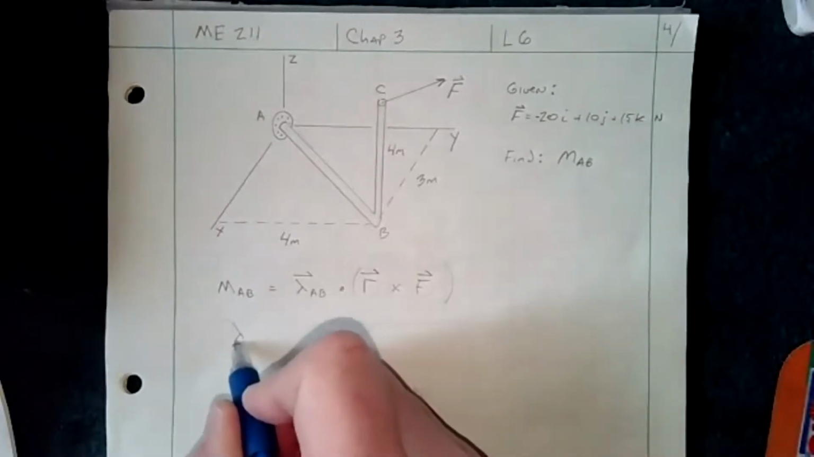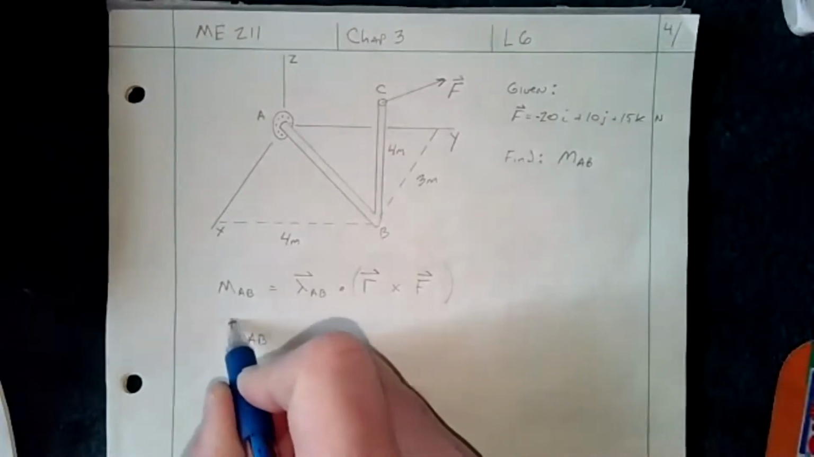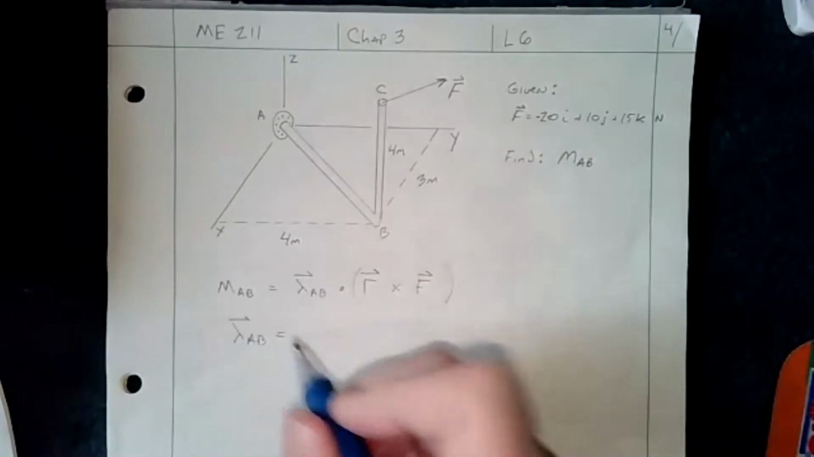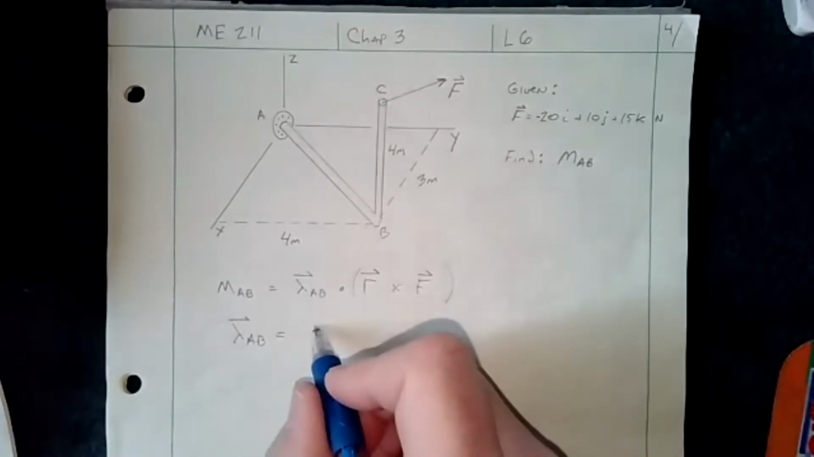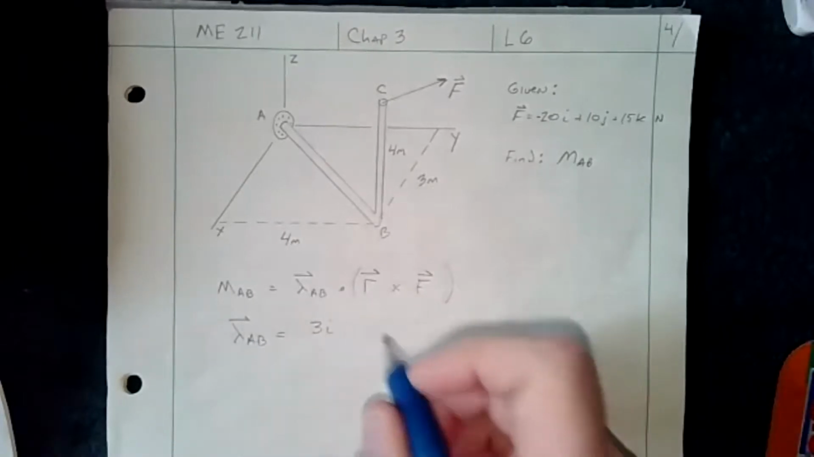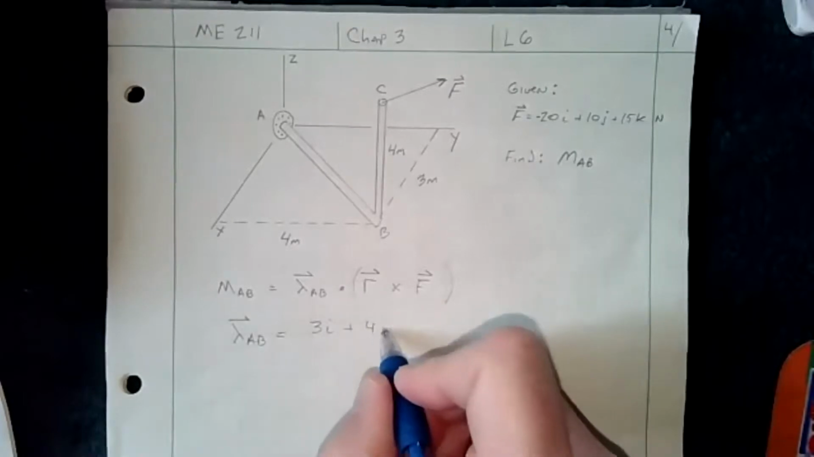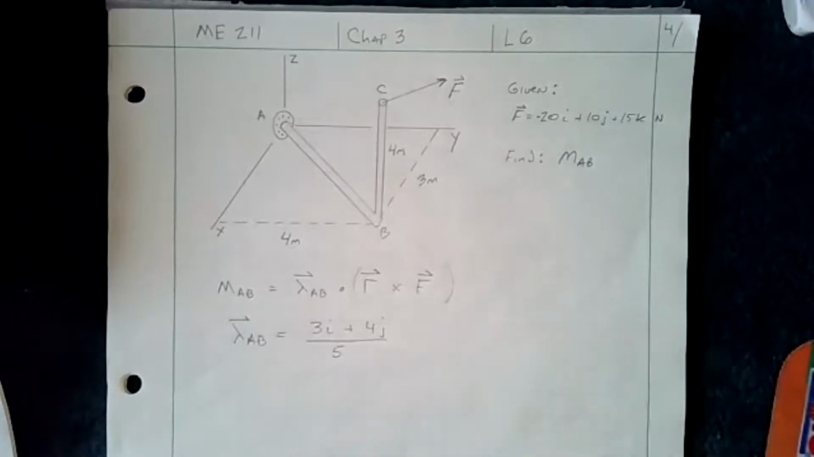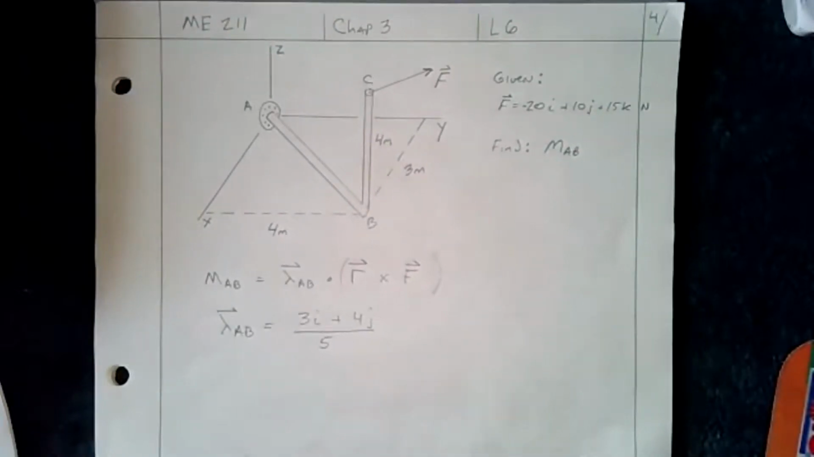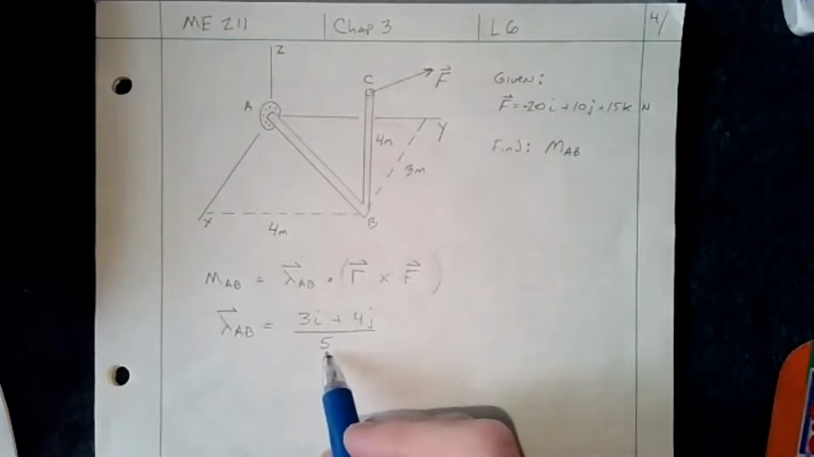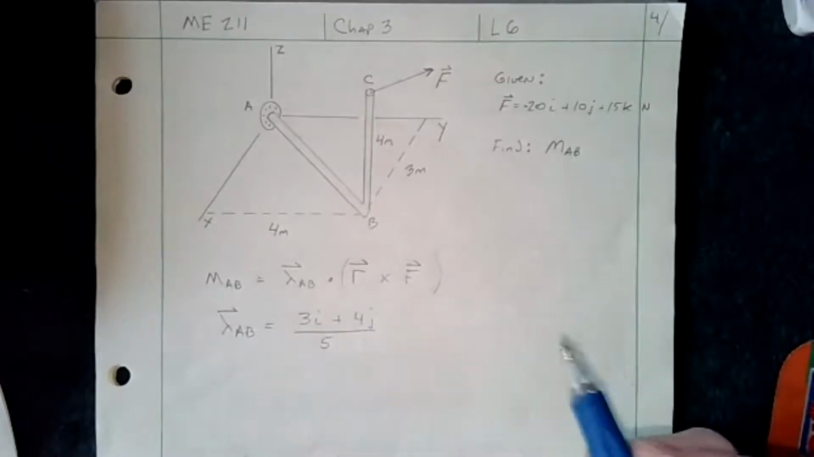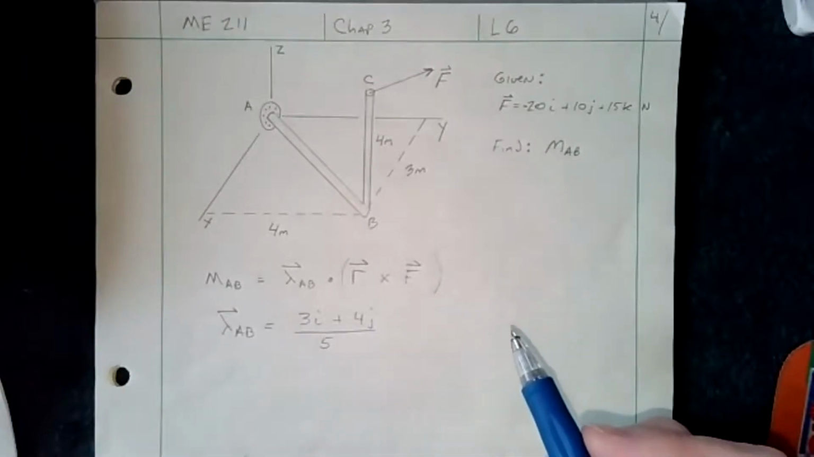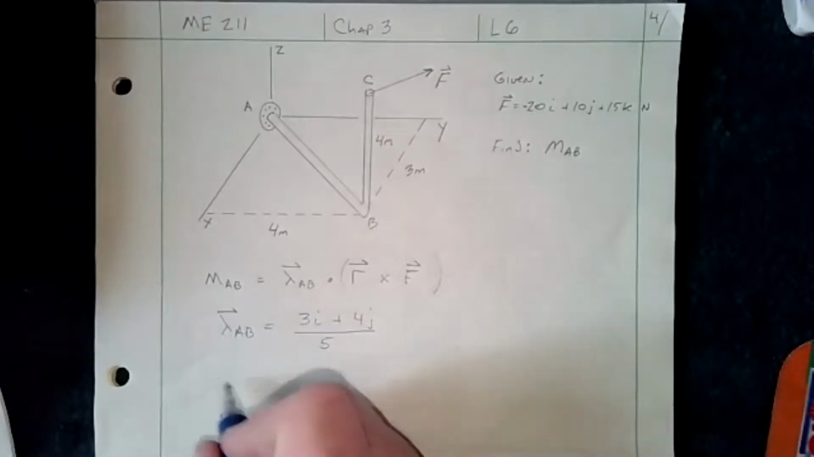So lambda AB just equals 3I plus 4J over 5. Not too tough. And so that's our unit vector. So 3/5 and 4/5. Then the next thing we want to know is, what is our R vector?